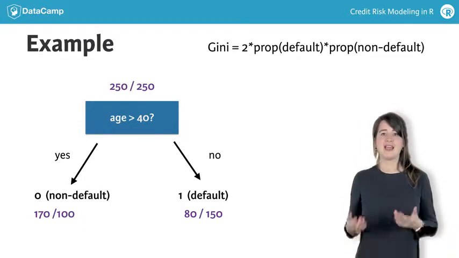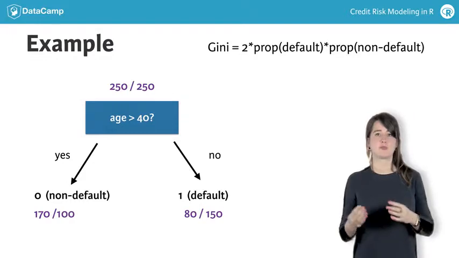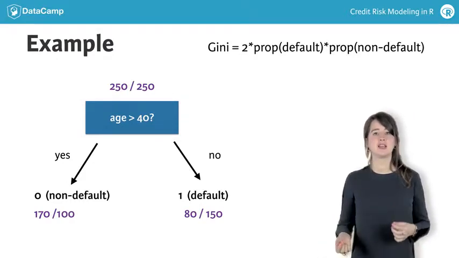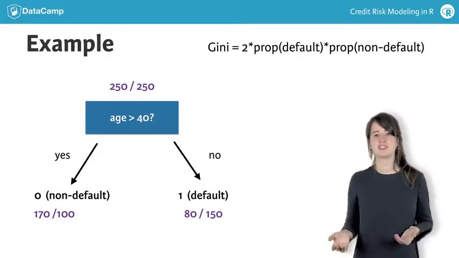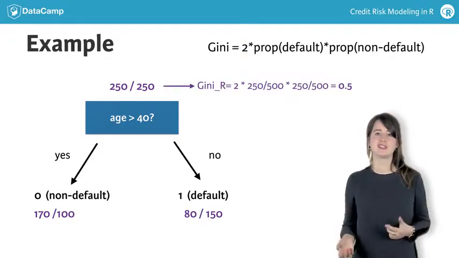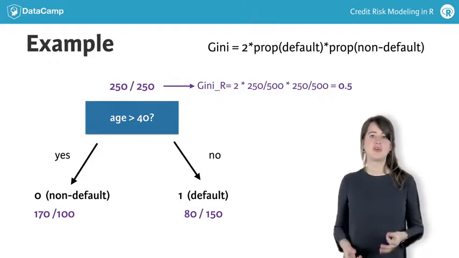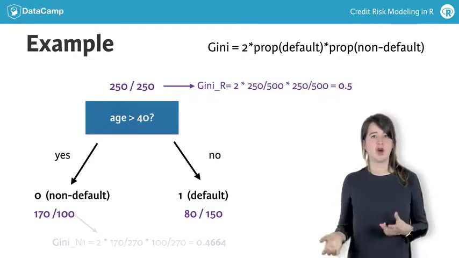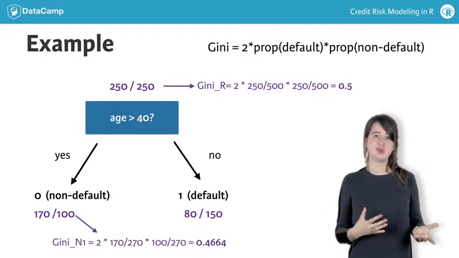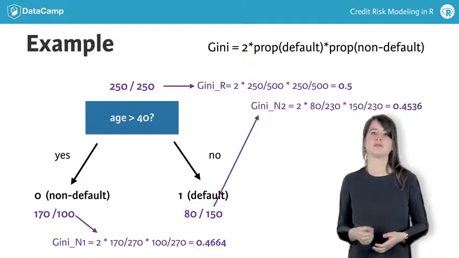The impurity in a certain node, according to the Gini measure, is given by 2 times the proportion of non-defaults in a node times the proportion of defaults in this node. Applying this formula to the root node, this leads to an impurity of 0.5, which is the maximum possible amount, with exactly as many defaults as non-defaults. An impurity of 0.4664 in the left node and an impurity of 0.4536 in the right node.